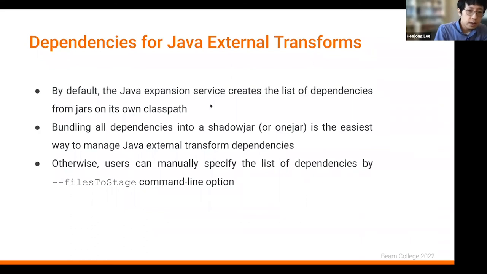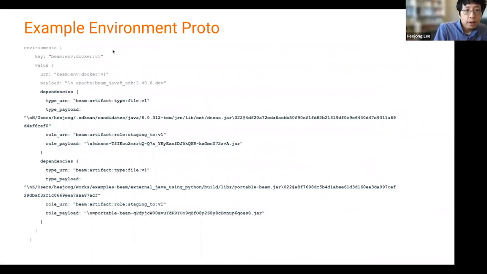You also can use files to stage command line options. So files to stage and specify the list of jars. Then the expansion service puts that list of jars into the dependency list in the environment proto. So this is an actual example of an environment proto. You can see the list of dependencies. Here you have two dependencies. The type is file and the path is here. And the role is we want to stage this file with this name to the staging location.